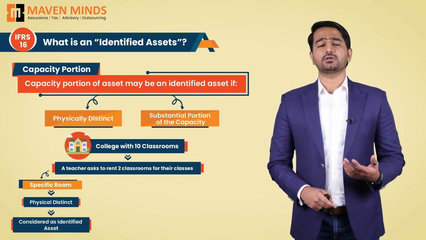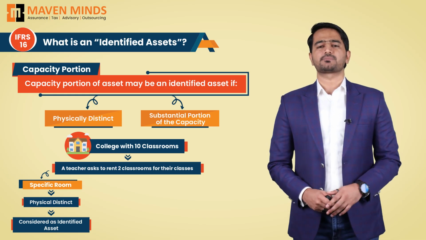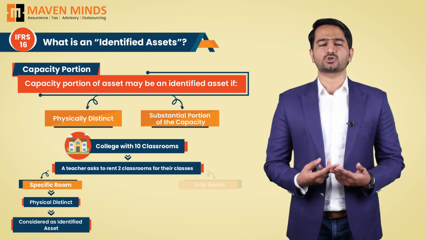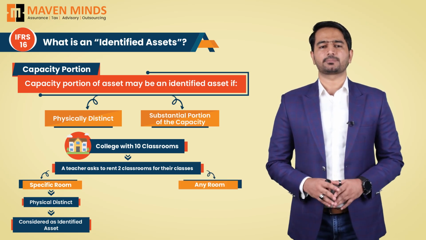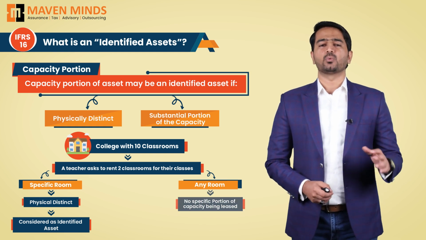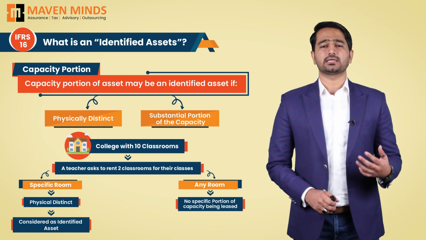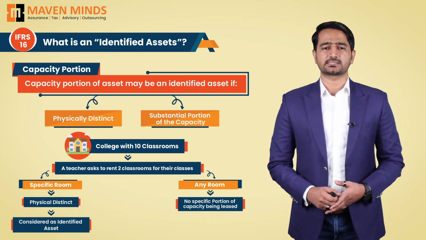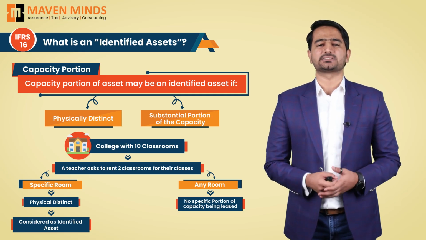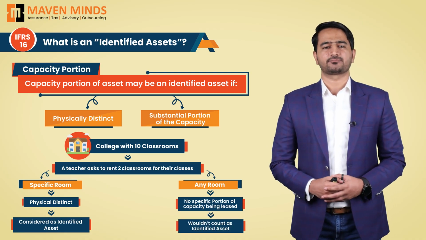But if the contract does not specify which classrooms the teacher will use, let's say I tell him you can use any 2 classrooms depending upon availability, then the classrooms are not physically distinct. One day he might be using classroom 1 and classroom 2, the next day classroom 5 and classroom number 6. There is no specific portion of the capacity being leased, so this would not count as an identified asset.